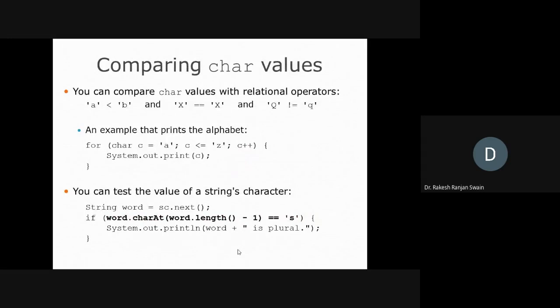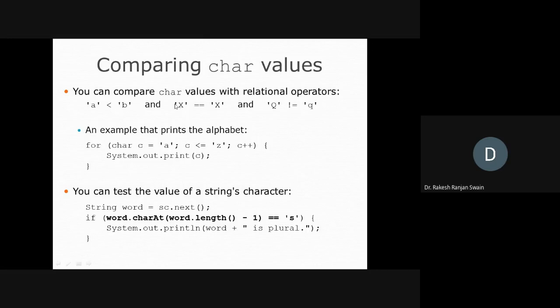Next, comparing character values. You can compare the character value with the relational operators. What are the relational operators available? Less than, greater than, double equal to, not equal to. These are some relational operators. So whenever I compare 'a' and 'b', it compares the ASCII values. The ASCII value of 'a' is 97, and 'b' is 98. That means 97 is less than 98. Yes, it will return true.